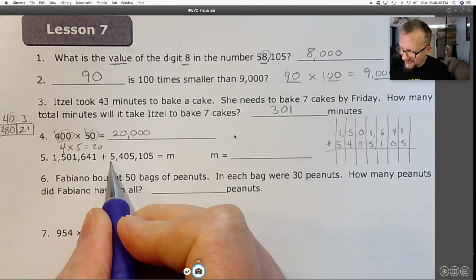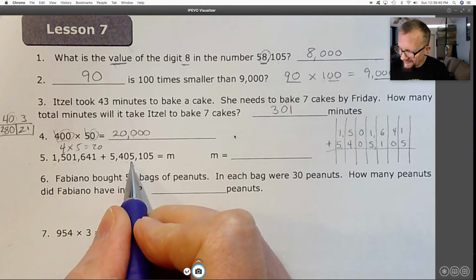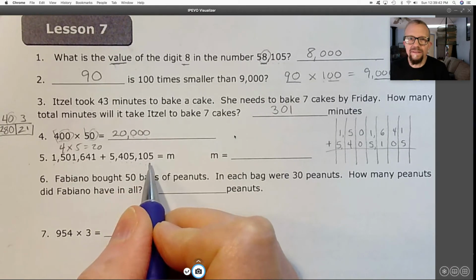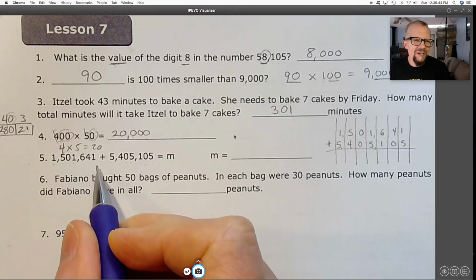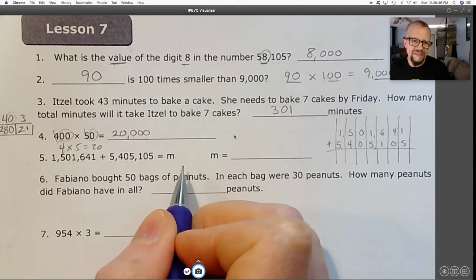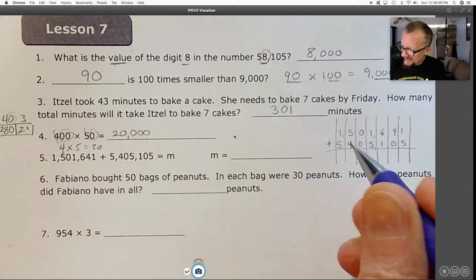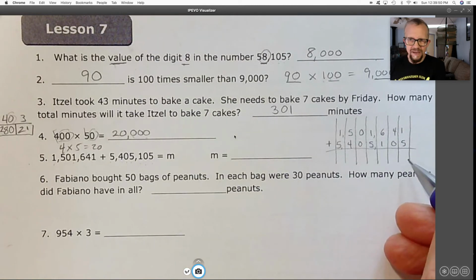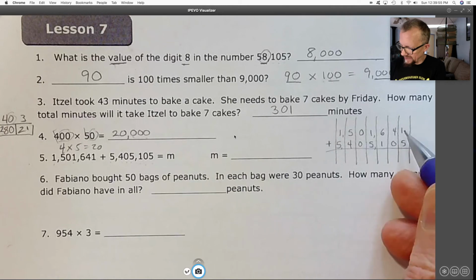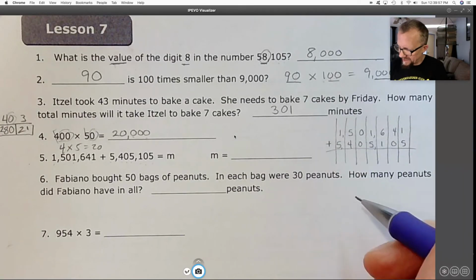This number is 5,405,105. And we are adding them up to find M. M is the answer. And I drew some columns to keep everything lined up to keep all my places right so that the ones places are together and the millions places are together. It's a lot of stuff.